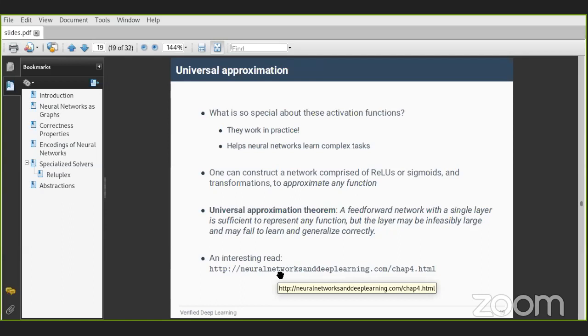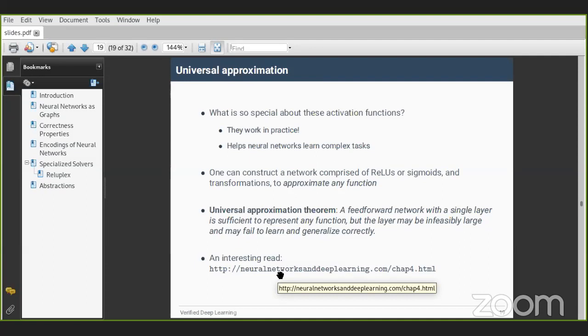But the point is that with just this, what is it that you can do? What is so special about these activation functions? The answer is that they work in practice. No matter how complicated or simple you feel they are, they are certainly very useful things. And while they are useful, they help neural networks learn complex tasks. With respect to that, there is something called the universal approximation theorem.